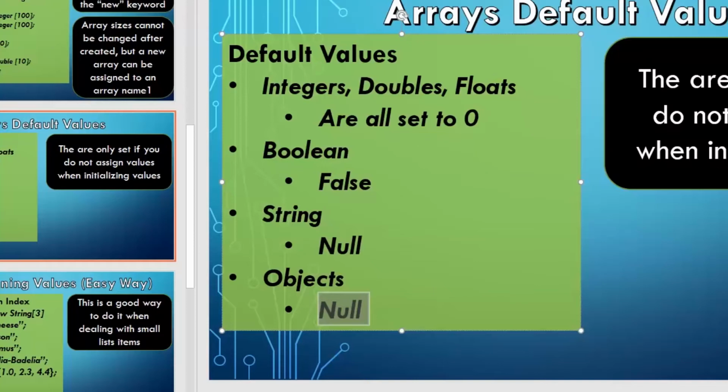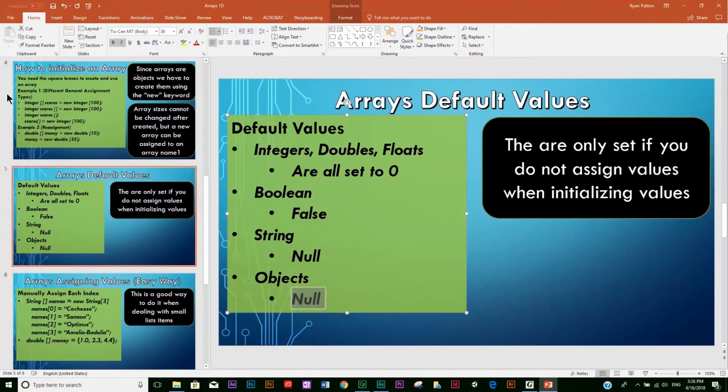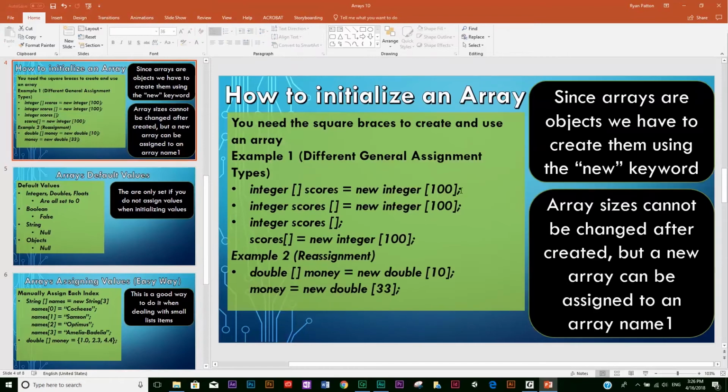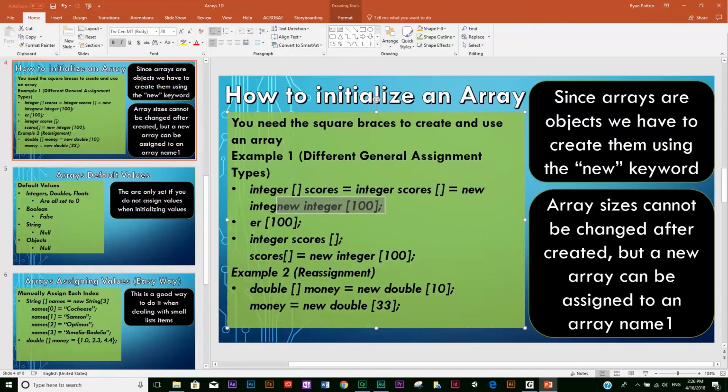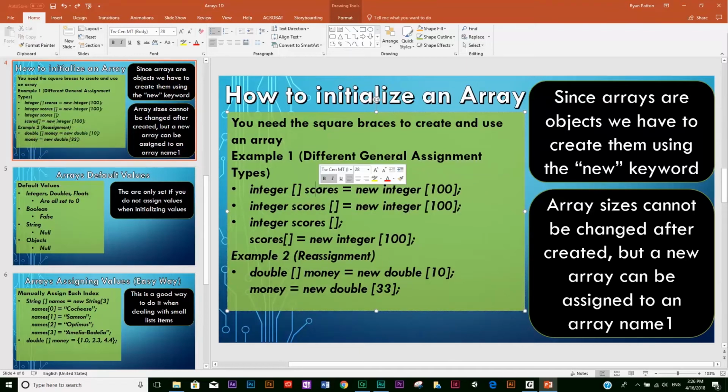So whenever you create your array, let's say right back here in this example, we created a scores array. This scores array had 100 positions that are all set to 0, because we did not assign any values to those.